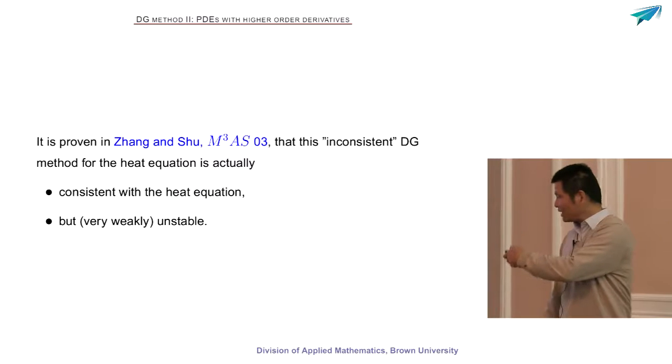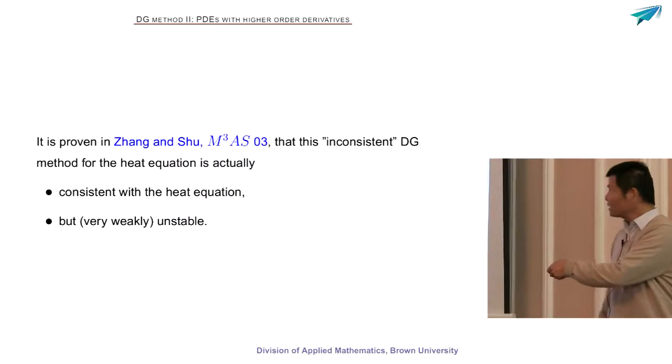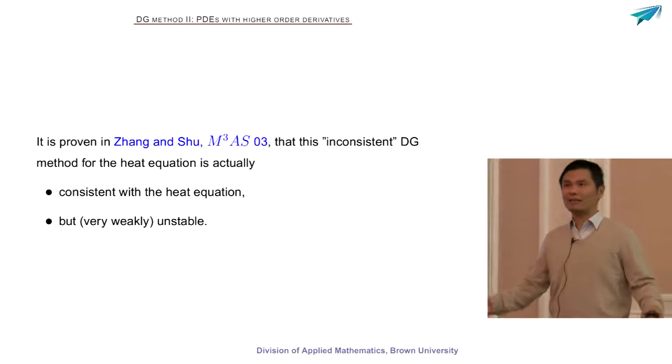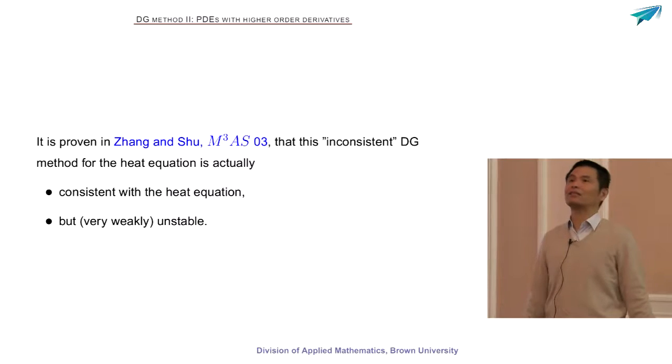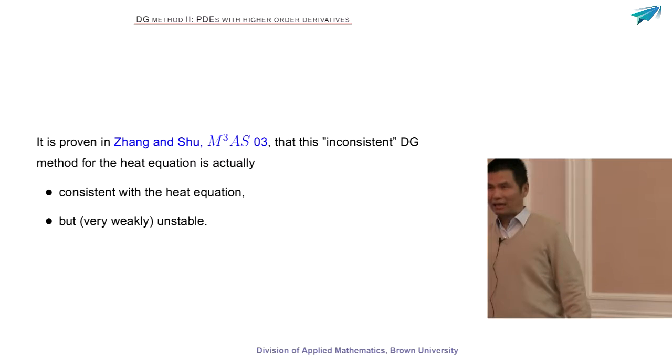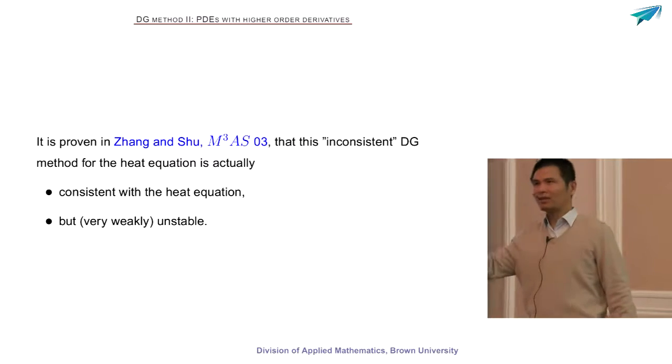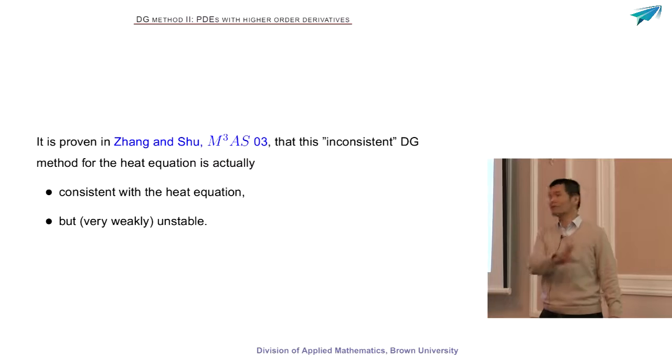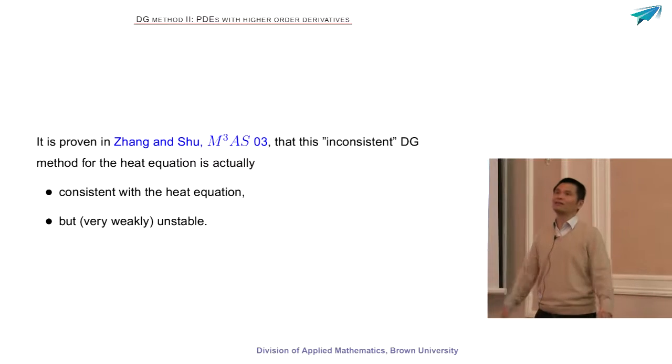But here, if it is consistent, then we know that there is a Lax equivalence theorem saying that if you have a linear finite difference scheme, if it is both consistent and stable, then it is convergent, right? It's a theorem. So since we have seen with our own eyes that the scheme is not convergent, and if it is also consistent, the only possibility is that the scheme is actually unstable.